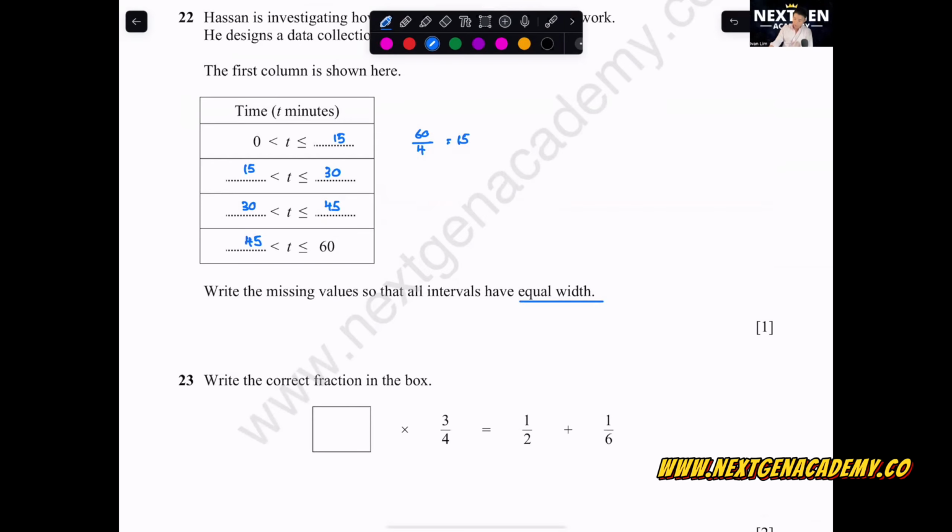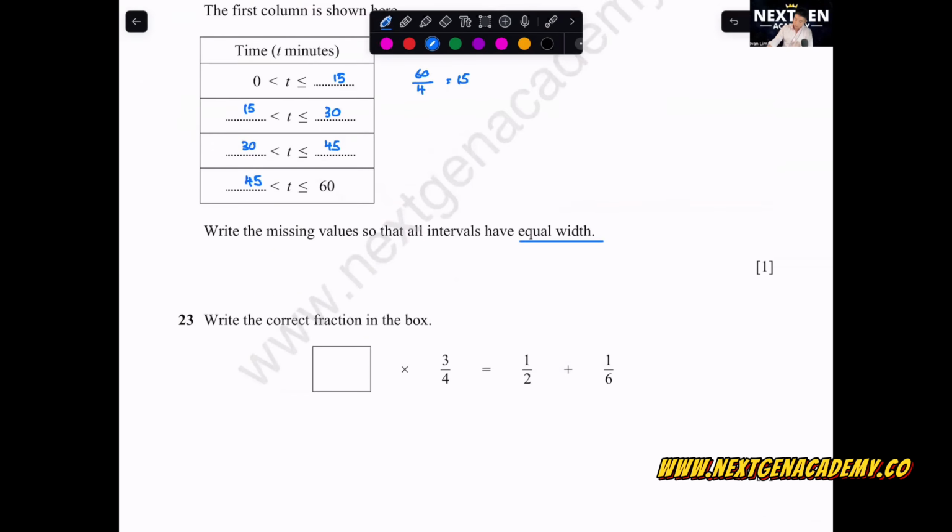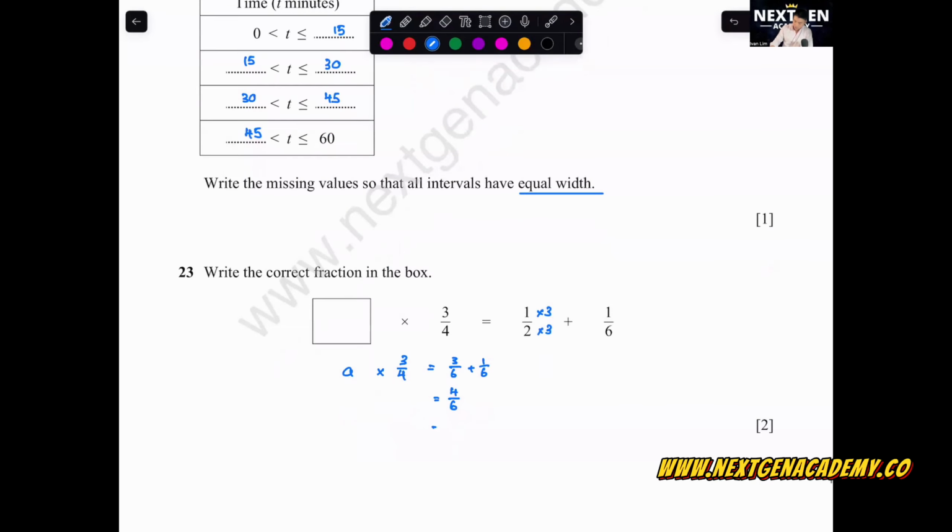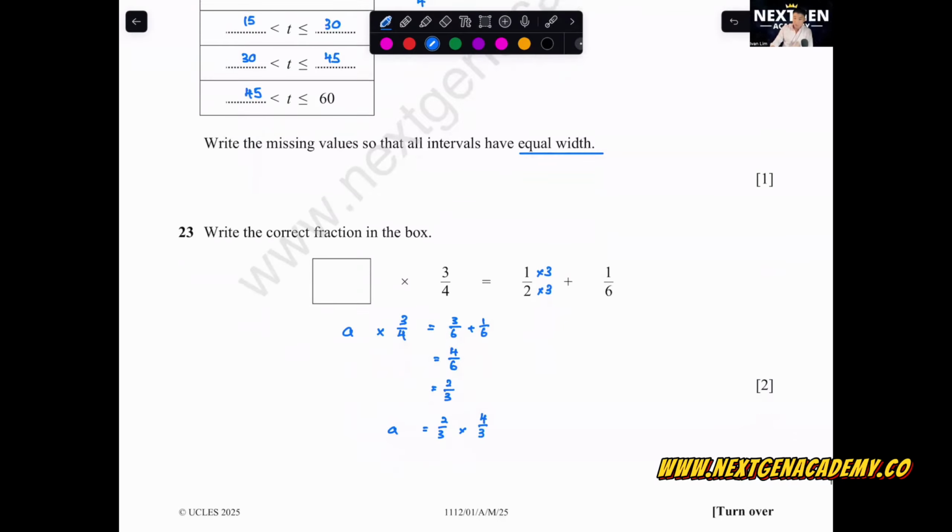The next one, a 2-mark question. This is again on fractions. Let's solve for this. Let's call this A. A times 3 over 4. We do the left-hand side first. This one we times 3 times 3. So this is 3 over 6 plus 1 over 6, which is 4 over 6. We can simplify 4 over 6 to 2 over 3. Then A equals 2 over 3 times 4 over 3. We inverse it. 8 over 9.